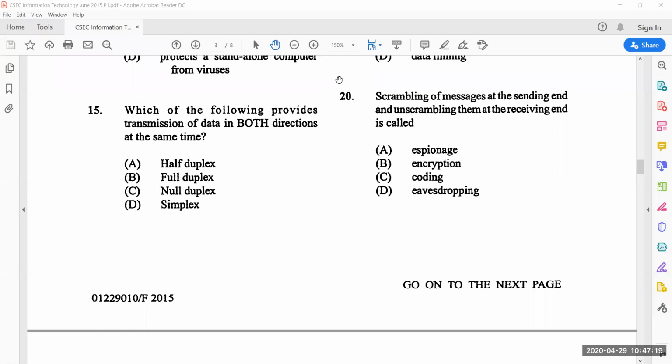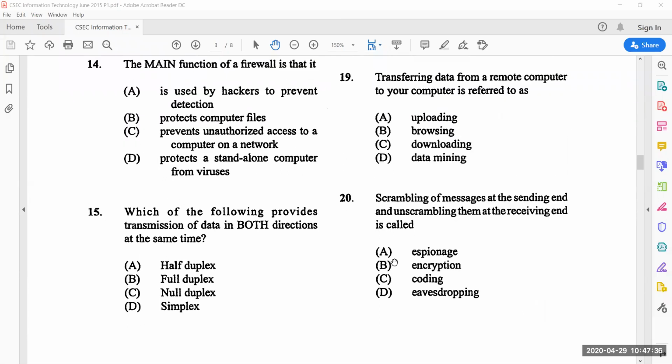Yes, full duplex. Some key words there, both directions at the same time, right? Remember, half duplex is one direction at a time: data is transmitted in one direction at a time, and simplex, it's one direction only.